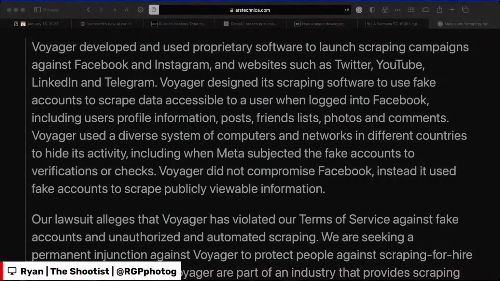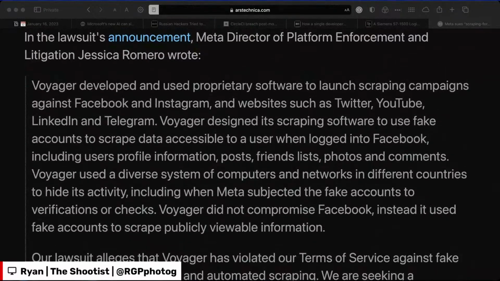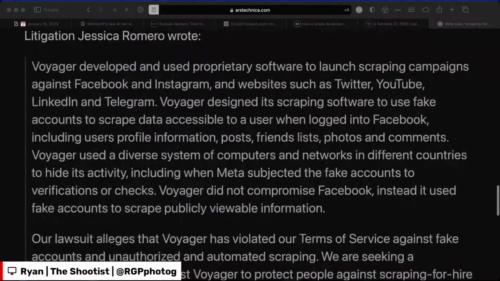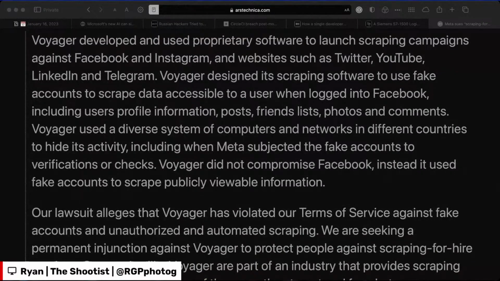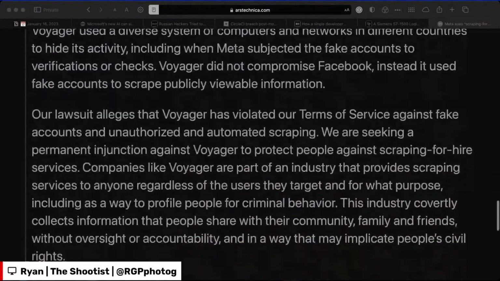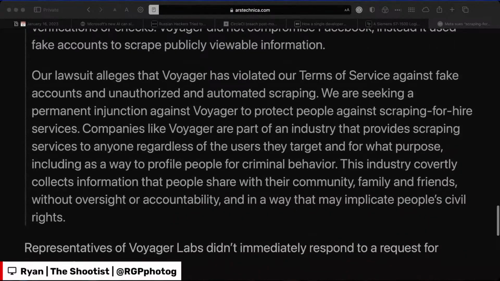Totally. If you look at the description of the lawsuit, one of the telling things is that Meta is making the claim that Voyager developed and used proprietary software, and in addition, used a diverse set of computers and networks in different countries. So they have 350,000 users. But it's not just the scraping of data, it's also the deliberate attempt to hide their activity and to do it in a manner that involves subterfuge.